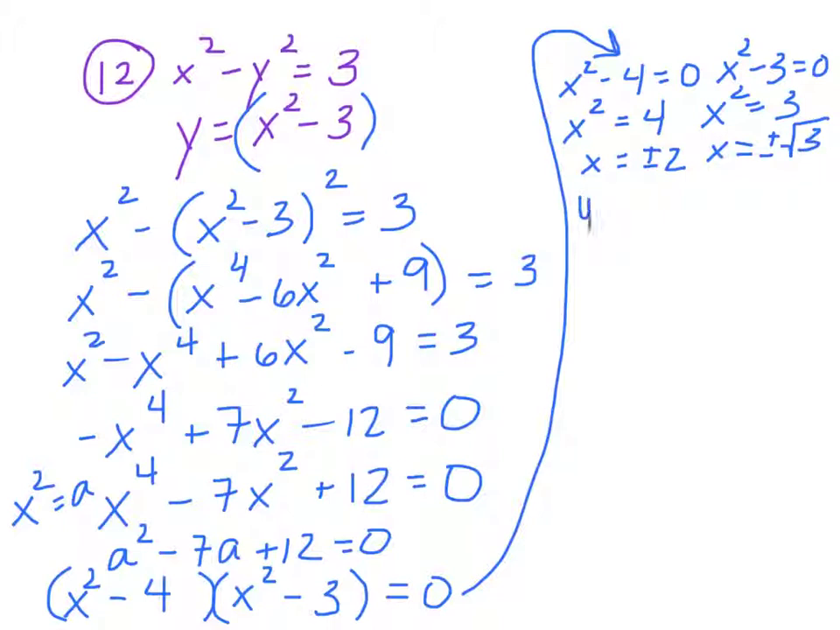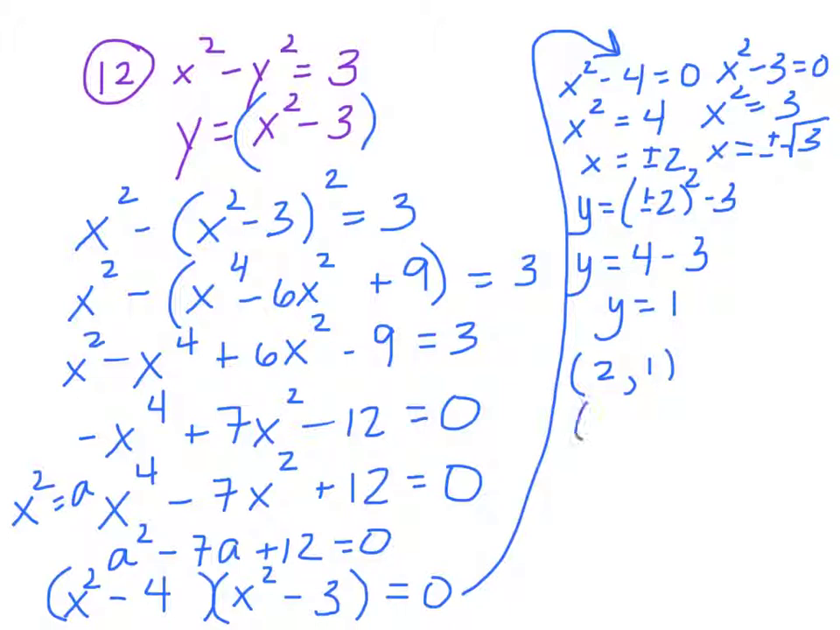Okay, so y equals, doesn't matter, positive or negative 2 for x squared minus 3. All right, so in this case, y equals 4 minus 3, which is 1. So that's 2 different ordered pairs. That's positive 2, 1 and negative 2, 1. Because it doesn't matter which one I plug in, I'm going to get that positive 4 right there.